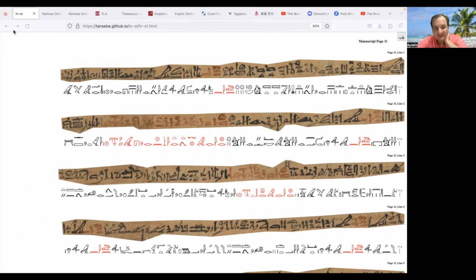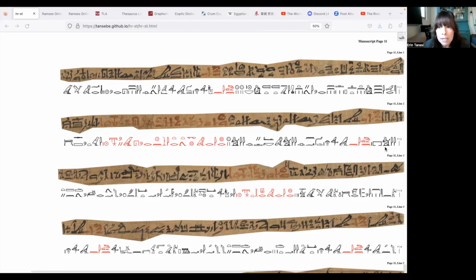Then Seth said to Horus, "Come, let's spend a good day." Holiday? Is it Heru nefer, holiday? Oh, I don't know that. Maybe. Good day, spend a nice day. Let's spend a nice day in my house. Very good.